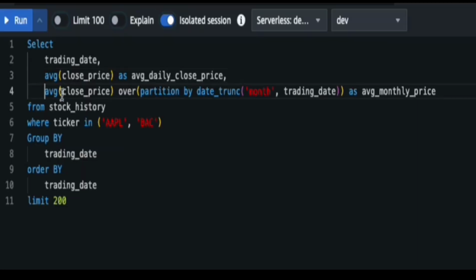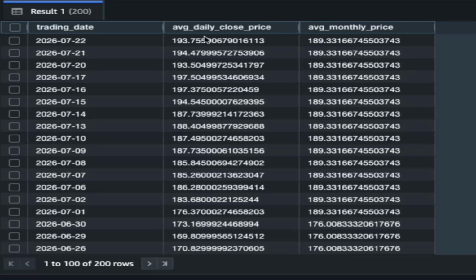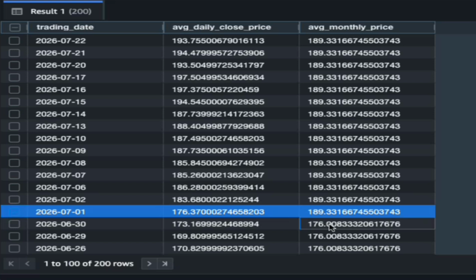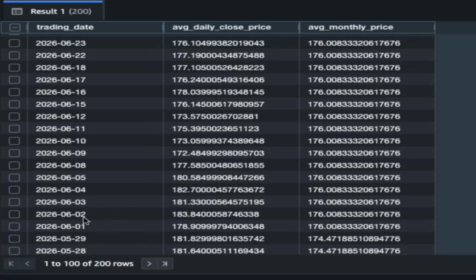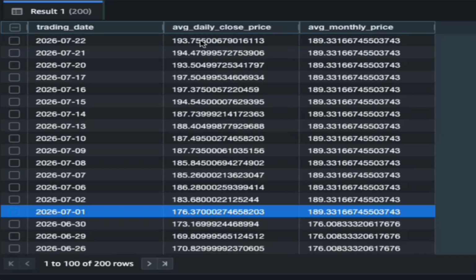I'm going to show you the secret, and it's really simple. Until you see it, it's really hard to even describe to an LLM or even Google. I'm going to wrap the inner average close price with another average. As you can see now, I have the average price on a daily basis, but then I have the average for the month, and as I get down here, it changes for the next month, and then changes again for the next month. So it's working as expected.